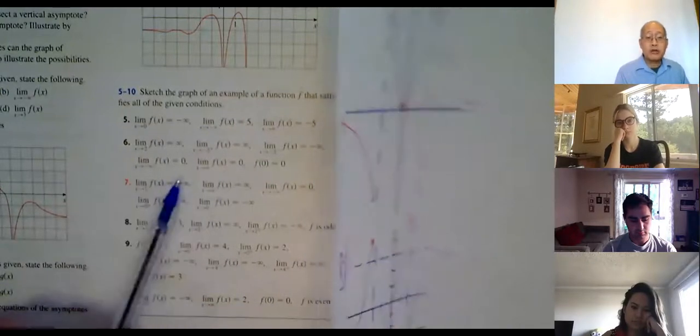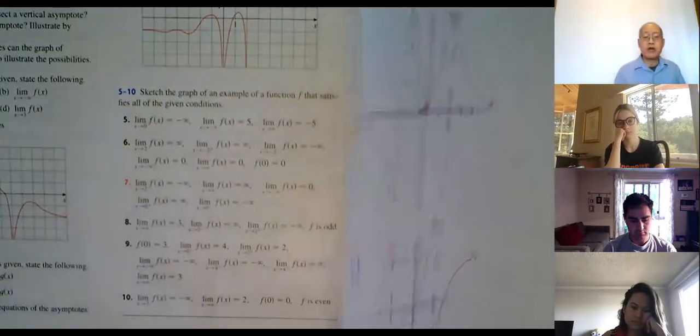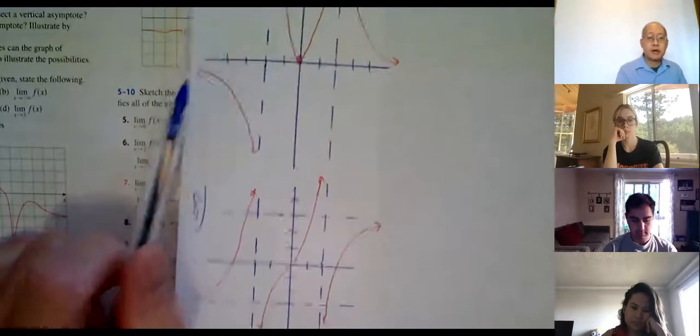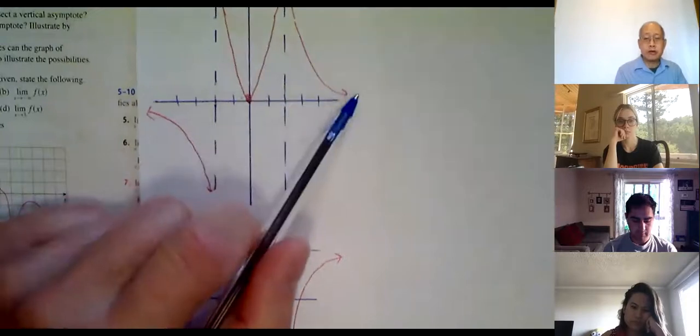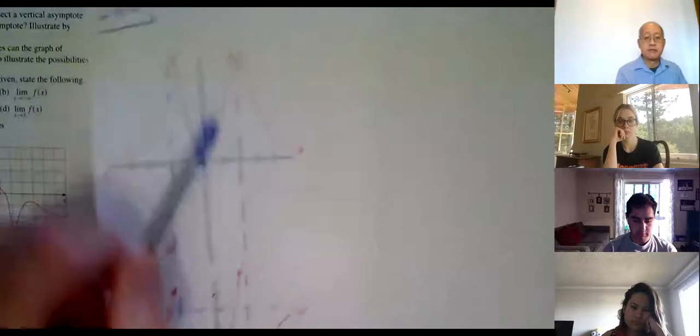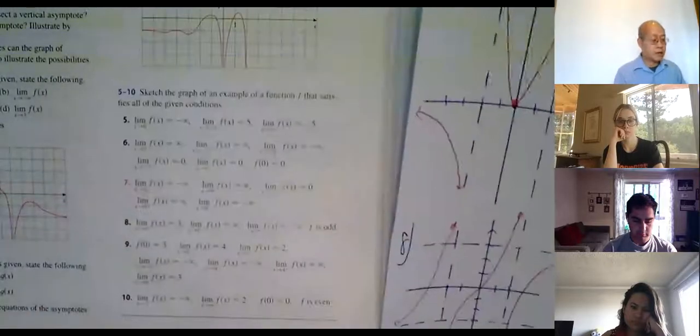If I go out to either negative or positive infinity, we approach 0. So if I go super far to the left, we approach 0. Super far to the right, we approach 0. And it says f of 0 is 0. That means it goes through the origin. And then just connect the rest of it. Okay, that's that one.